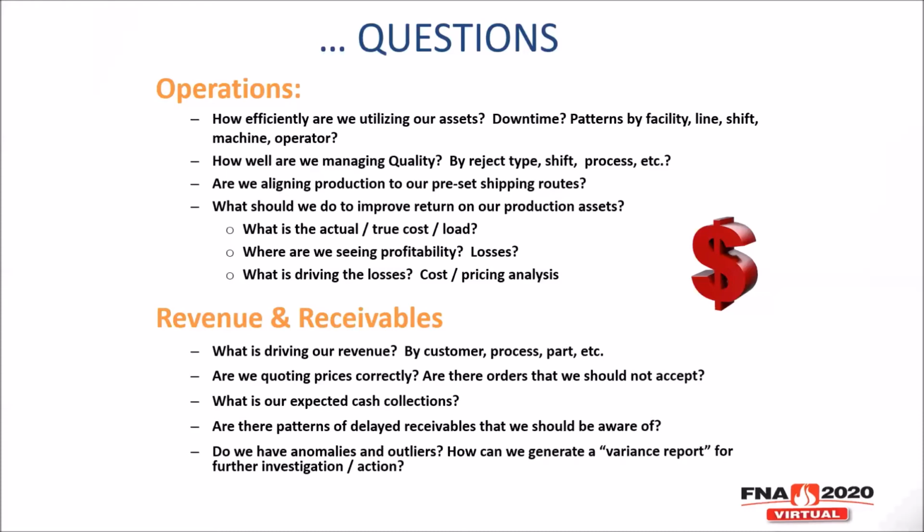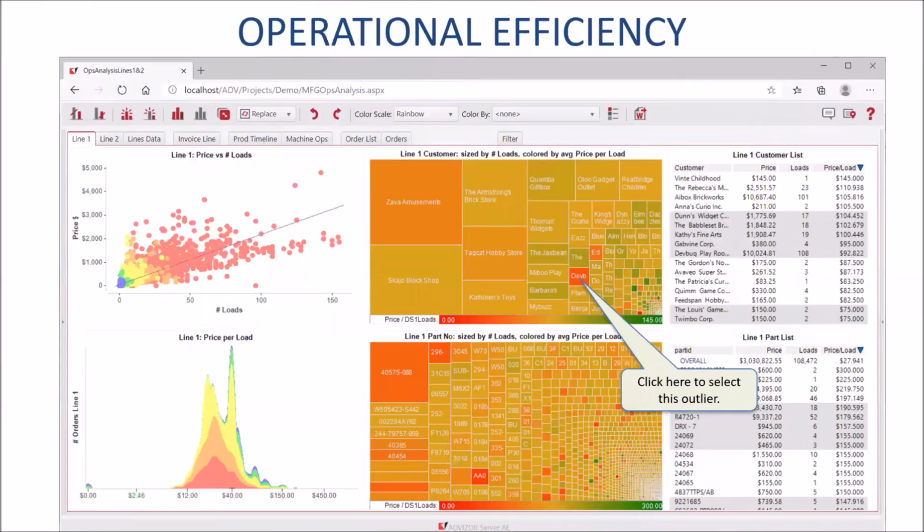Let's dive in and look at a couple of operations examples. So here is one looking at operational efficiency. This demo data, there's a couple of lines, line 1, 2. There's invoices, there's a bunch of other machine ops, order lists. So there's a set of pages that have different views of the data. We're looking at line 1.